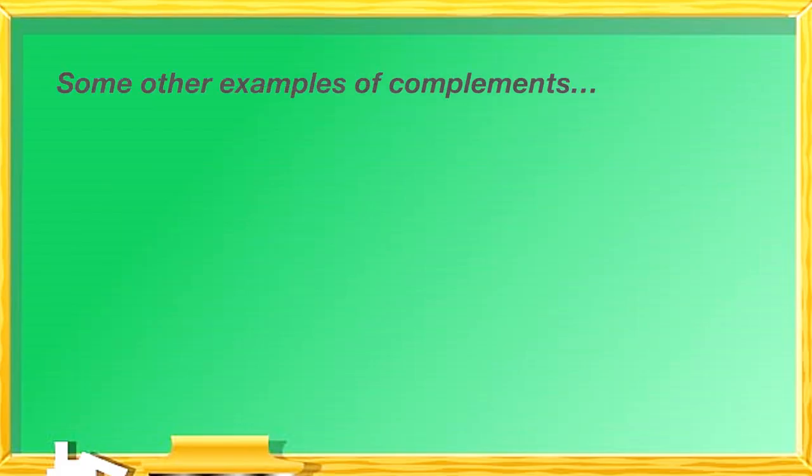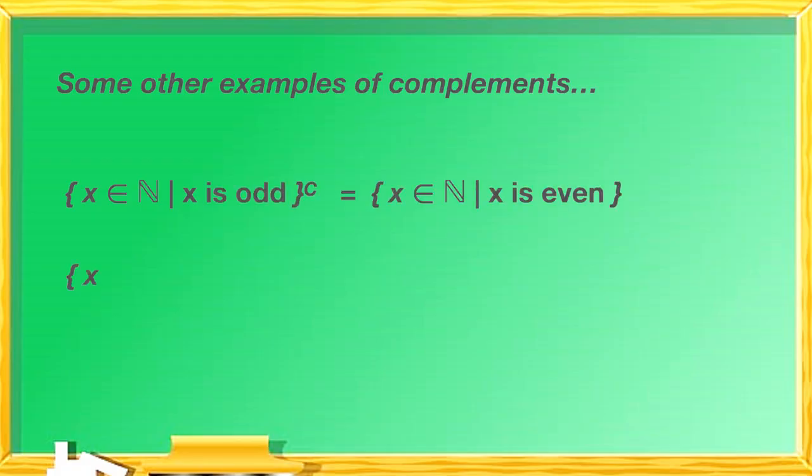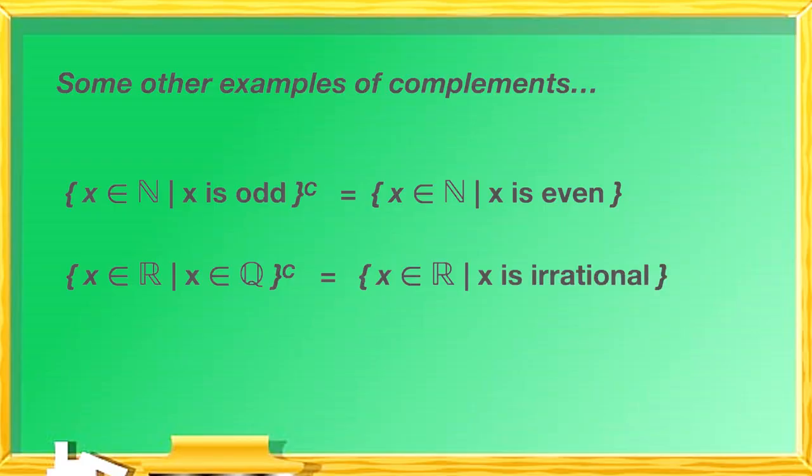Here are some other examples of complements. The complement of the set of odd numbers is the even numbers, and the complement of the rational numbers is the set of irrational numbers. Notice, with the complement, we often get something that feels like the opposite of the original set, and that's because the complement negates the predicate.